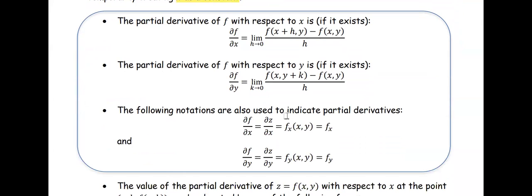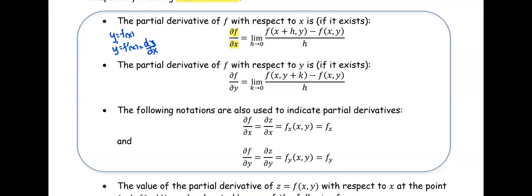The partial derivative of f with respect to x is, if it exists, given by the definition of the limit. This notation is similar to the derivative of a function of one variable, for example y equals f of x. When you find the derivative, y prime or f prime of x, another notation is in the form of dy by dx.